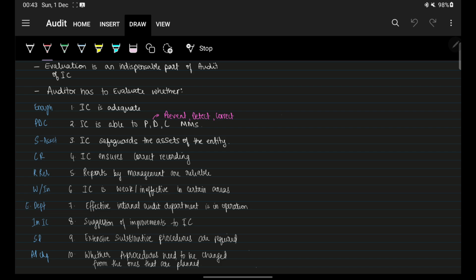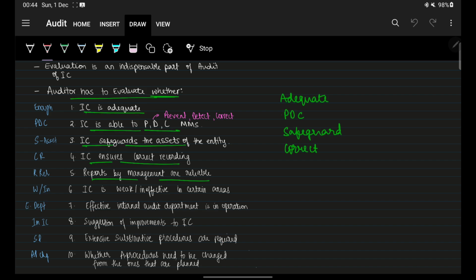Okay, so firstly, let's come back from the top. Okay, auditor has to evaluate whether IC is adequate, whether IC is able to prevent, detect and correct material misstatement, whether IC safeguards the assets, whether IC ensures correct recording, whether reports are reliable. Okay, we talked about whether it is adequate, whether it is able to prevent, detect and correct, whether it is able to safeguard the assets, whether it is ensuring the correct recording, whether reports are reliable. Okay, we've come till here.